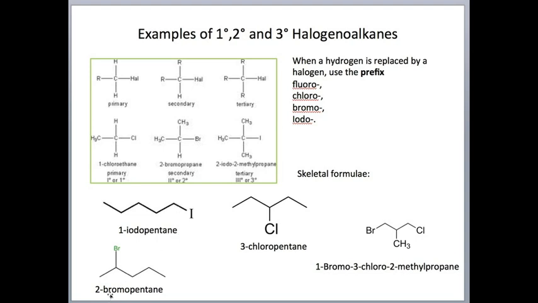We also have 2-bromopentane, because there are 5 carbon atoms in the chain, and the bromine is attached onto the second carbon here. 3-chloropentane, again we have a 5 carbon chain, and the chlorine is attached onto the third carbon, so 1, 2, 3. And also 1, 2, 3 from this end as well.